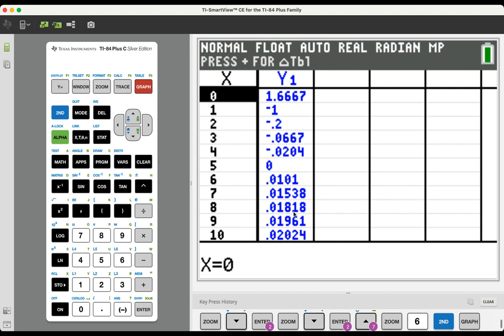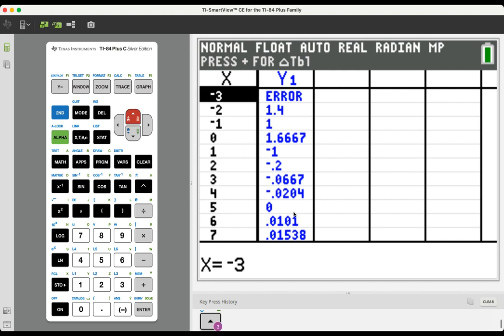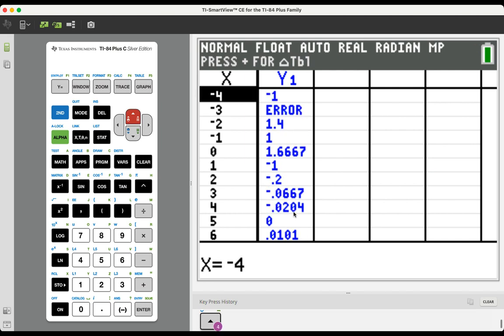However, if we go back a little bit and press up, we have the option to look at some of the other values, and we see that error situation at -3. We see where the function doesn't exist. The function does not have a value at x is equal to -3. But because of the way that this table is set up, we can't see the one that was supposedly at 1/2.